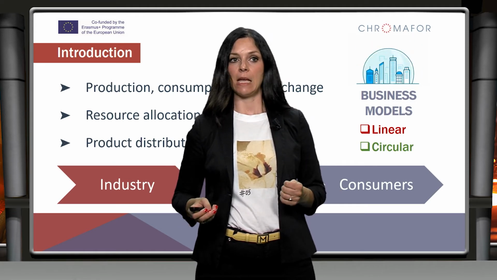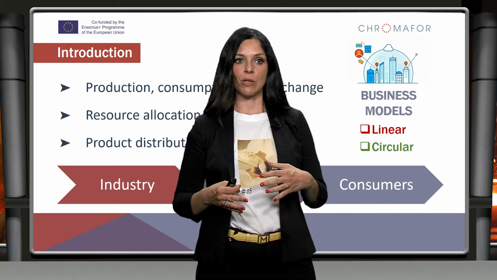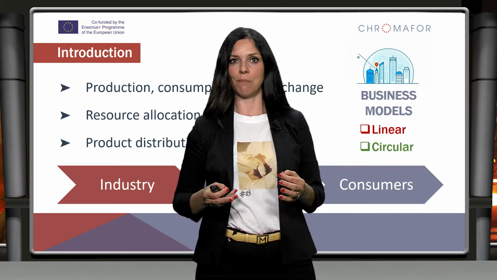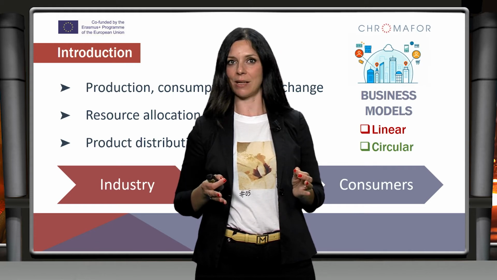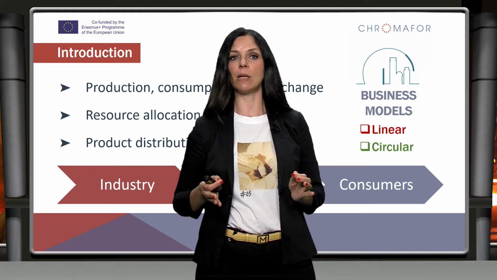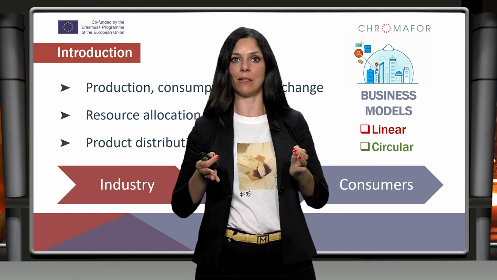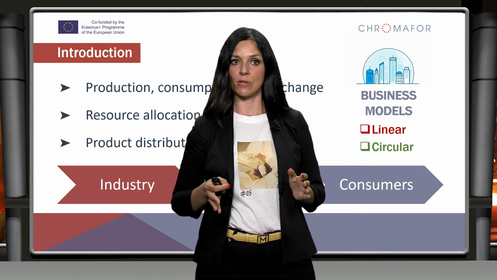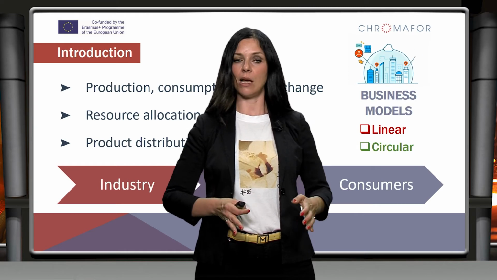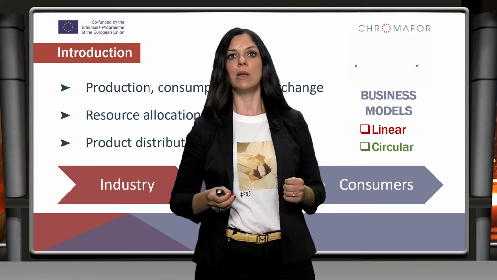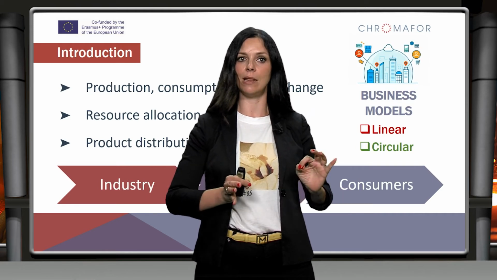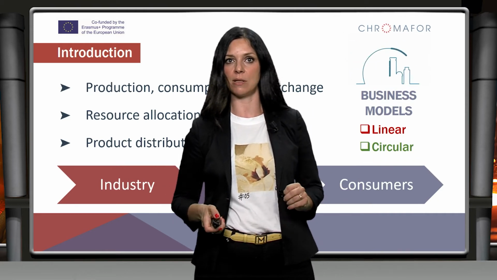So, this interaction between producers and consumers is very important, and the way in which they can interact may differ depending on the business model that will be enforced in the economic systems and in the companies. That is to say, linear business model and circular business model. So, let's try to see together which are the main characteristics of the linear business model and circular business model.